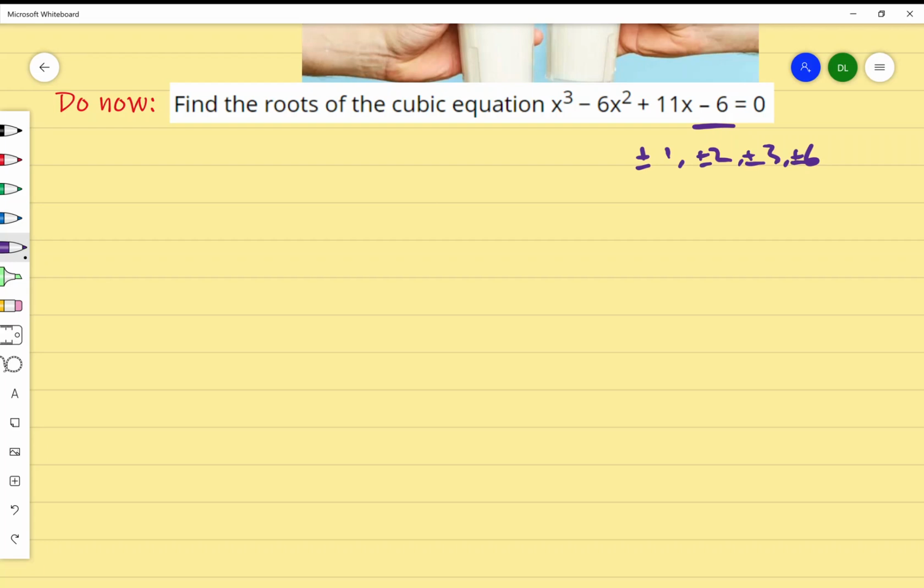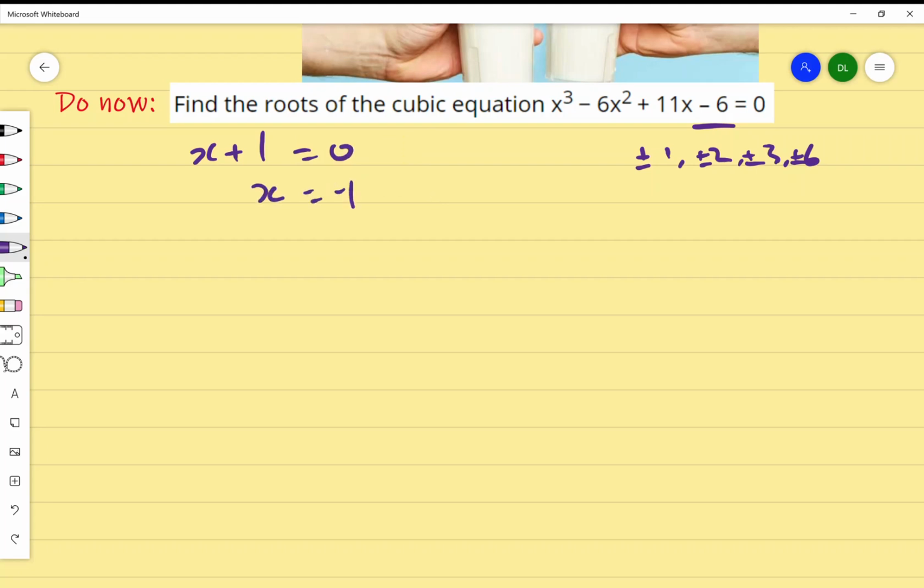Let's start. Actually, I'm going to ask you, should we start with the 6 or the 1s first, if we're testing it? Why 1? It's easier, right? So let's go ahead and try positive 1. So x plus 1 is our factor. If I let x plus 1 equal 0, I get x equals negative 1.